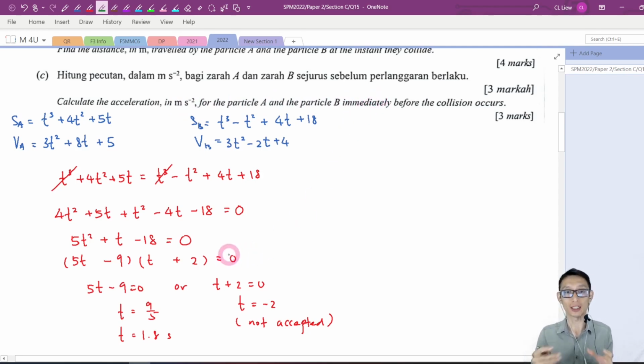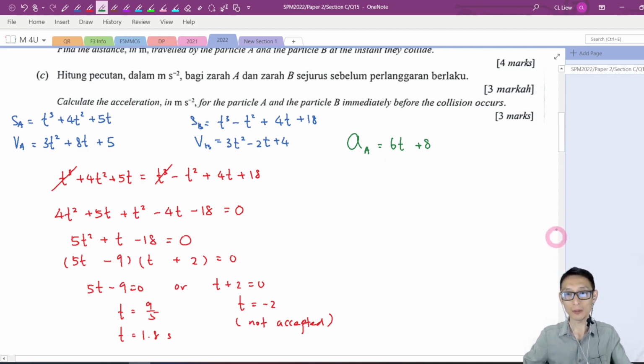So we know that they collide when t is equal to 1.8, right? So we want to find the acceleration when t is equal to 1.8. How do we get the acceleration function? We differentiate the velocity function, right? Okay, this is the velocity function. So if I want to find the acceleration function for particle A, I differentiate the velocity function. So 2 times 3, you will get 6t plus 8. Okay, this is the acceleration function for particle A.